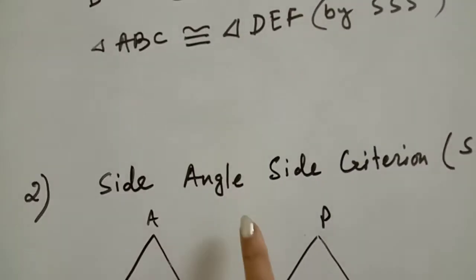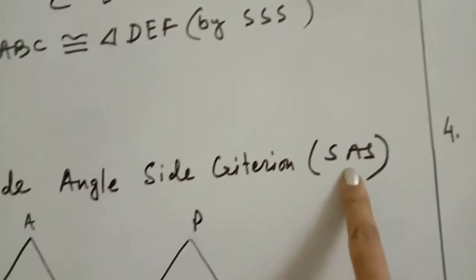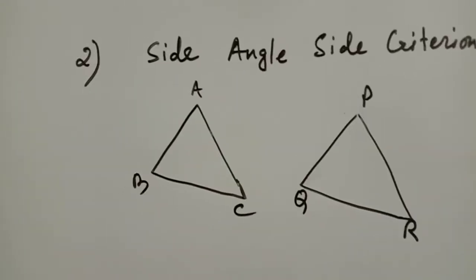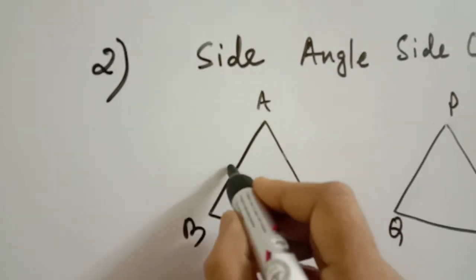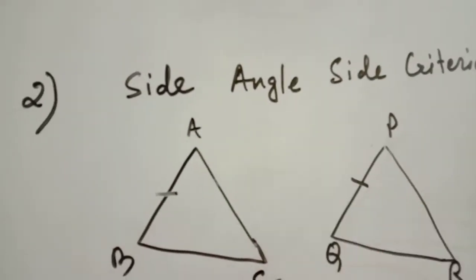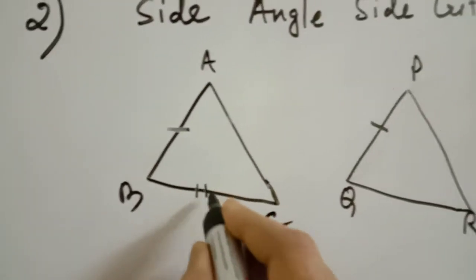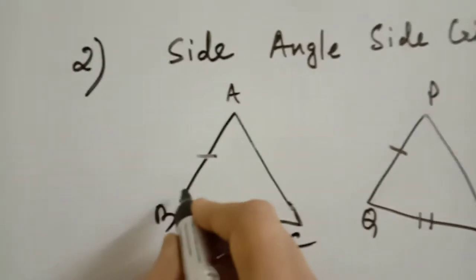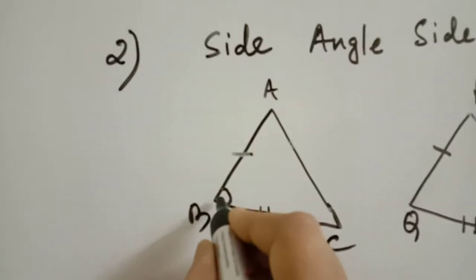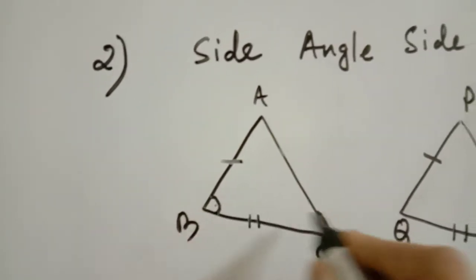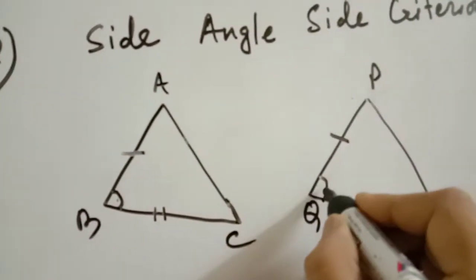Second condition, side angle side criteria, SAS in short, SAS criterion. In triangle ABC, side AB is equal to side PQ, and side BC is equal to side QR, and the included angle between them, AB and BC, the included angle is B. This angle is equal to this angle. That means the equal sides and their included angle.